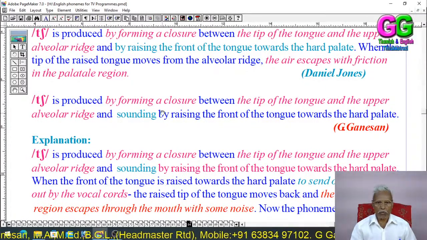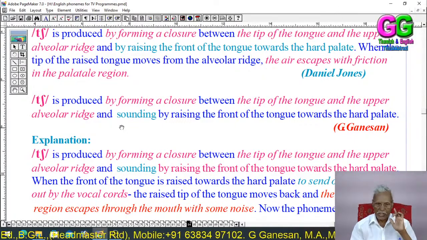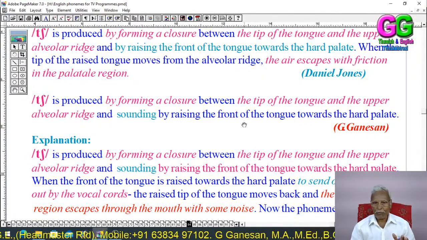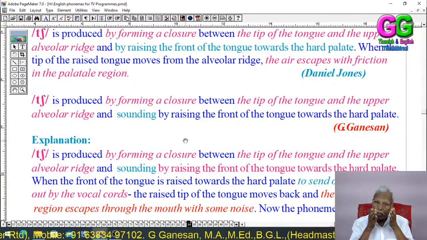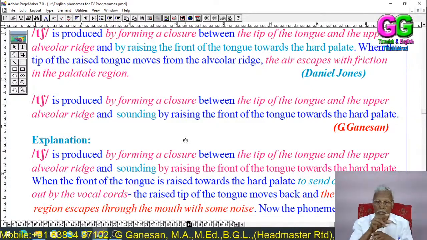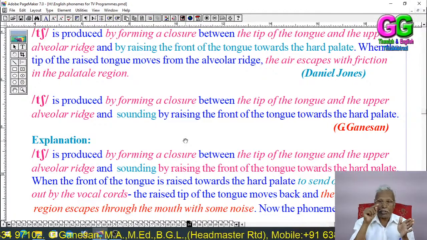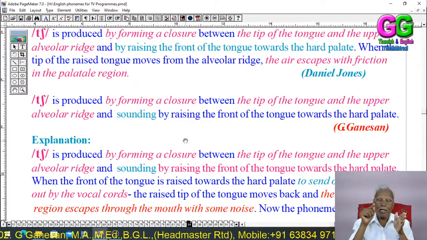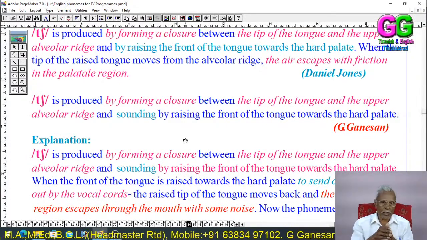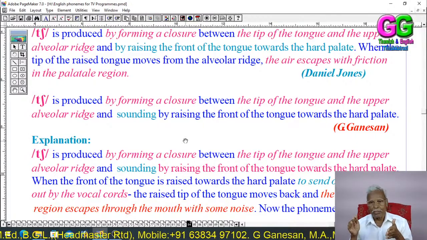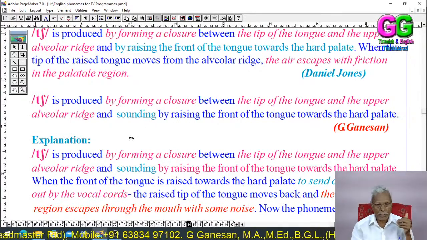Each is produced by forming a closure between the tip of the tongue and the upper alveolar ridge, and sounding by raising the front of the tongue towards the hard palate. This is my definition. Also see my explanation.